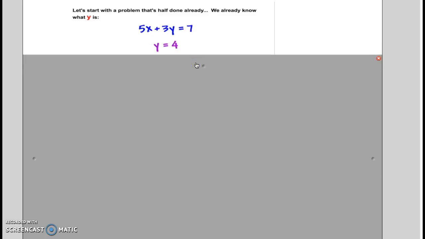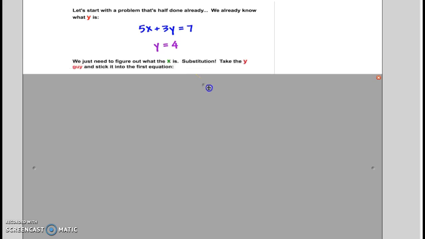So 5x plus 3y equals 7. That is a linear equation in standard form. You should recognize that as a linear equation, even though it's not in the form y equals mx plus b. It's in the form ax plus by equals c, where they're all integers. Remember, standard form, everything has to be an integer. In this equation, y equals 4 is going to be a horizontal line, and y will always be 4. So we just need to figure out what x is.